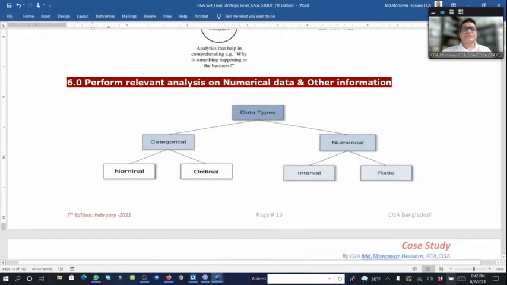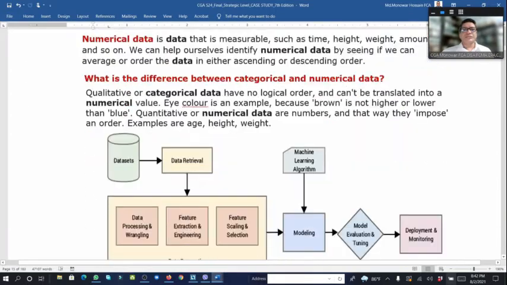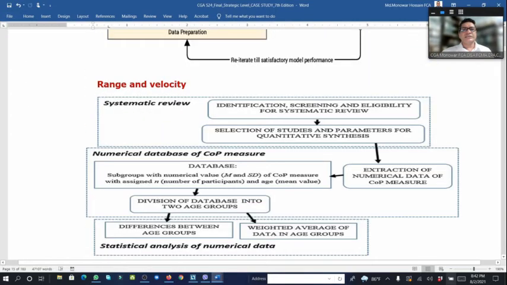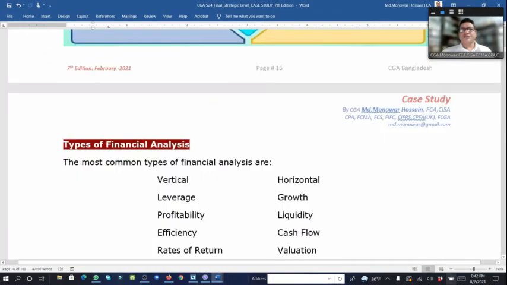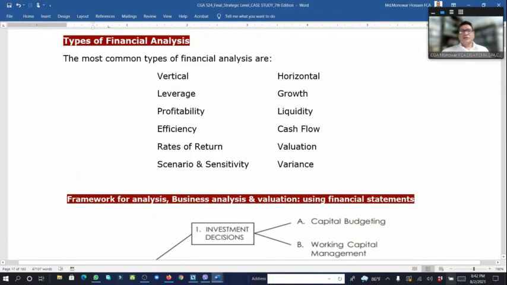So different types of data problems are in our case study database. It is only for the theoretical part. So here, if we look, financial analysis is another vital part of our case study. So how will we analyze it? It is the different types of financial statement analysis. We did it at our different levels.